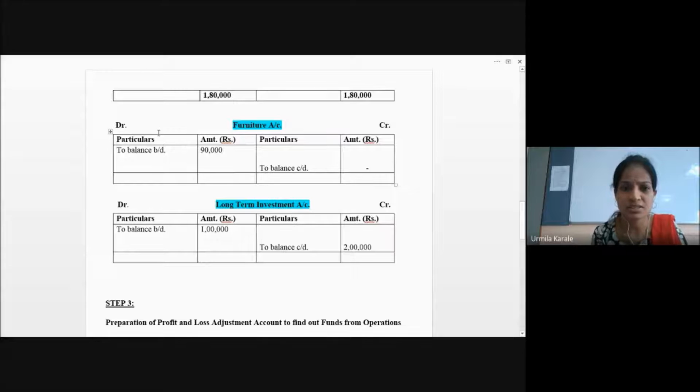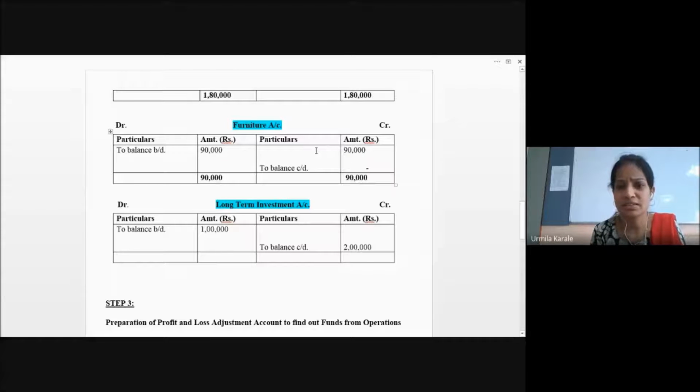To this side, there's nothing. To this side, 90,000. So I'll write this 90,000 here. Same 90,000, I will be writing it to this side. Out of this, there's nothing here. So the entire balance will come as a balancing amount, 90,000.